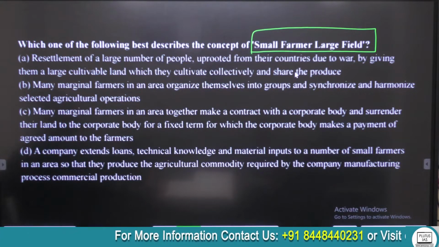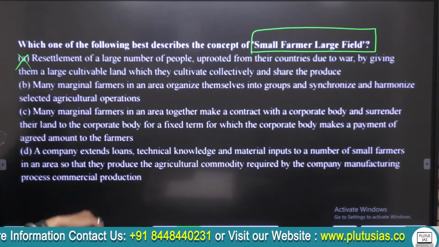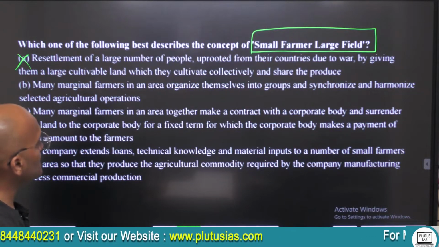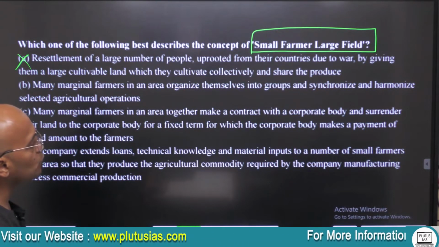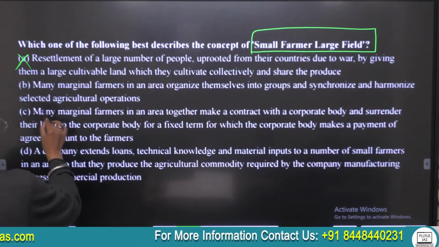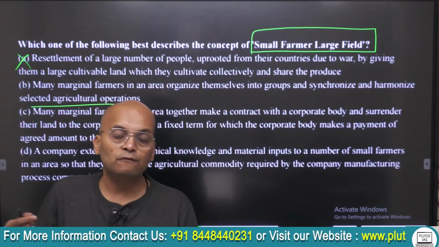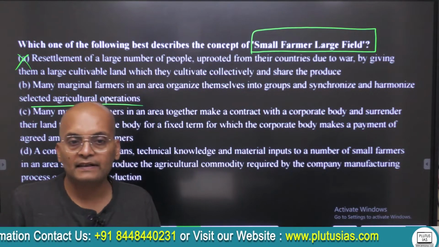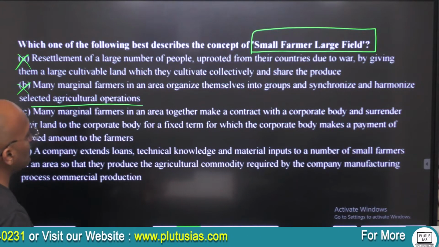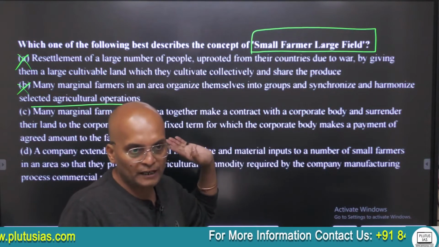Resettlement of a large number of people uprooted from their country. No, this is the refugee concept. Second is, many migrant farmers in an area organize themselves into groups and synchronize and harmonize selected agricultural operations. It is saying that farmers decide amongst themselves what type of crops they have to cultivate. It is also wrong.